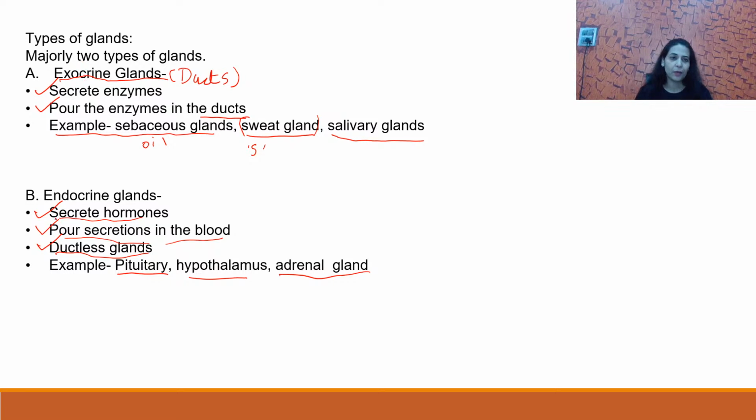All right. So, just by looking at these two, you can make a comparison. They are absolutely opposite to each other. And this is it about the exocrine and endocrine. We are now fully going to go into the endocrine part. Any doubt that you have, please do let me know. We'll proceed further.